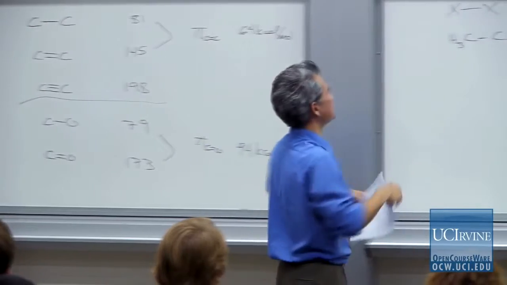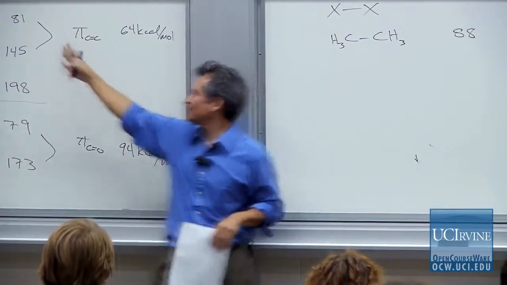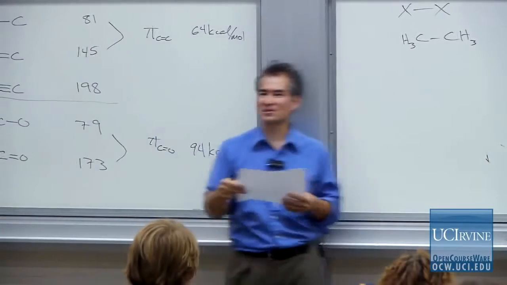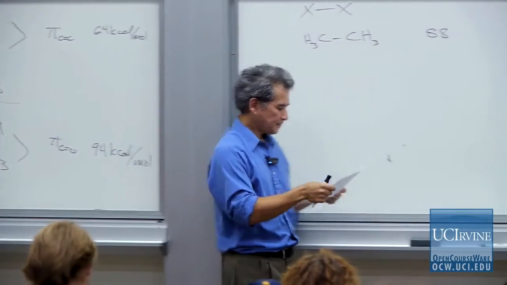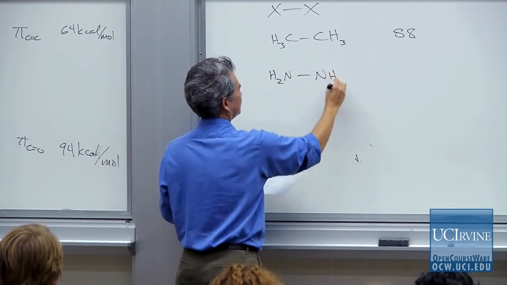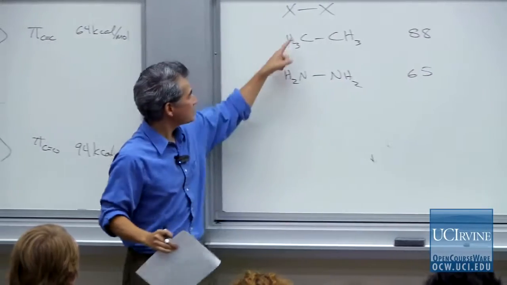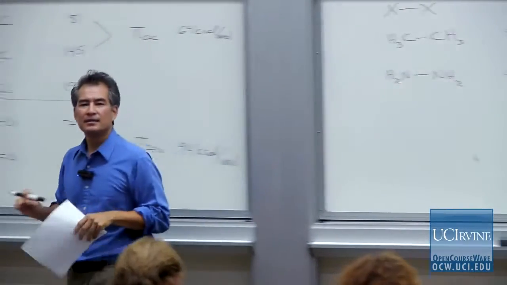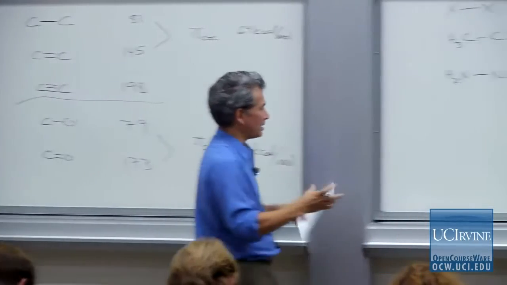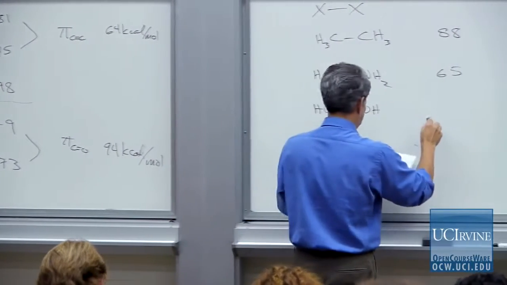81, I'm using, this is specifically ethane, the 81's an average. So as you add substituents, those numbers will change. So let's go ahead and take this specific set of molecules where you have the same atoms. Look what happens as I increase the electronegativity to nitrogen-nitrogen. Now it's a weaker bond. And then I make it even more electronegative, and it gets even worse.